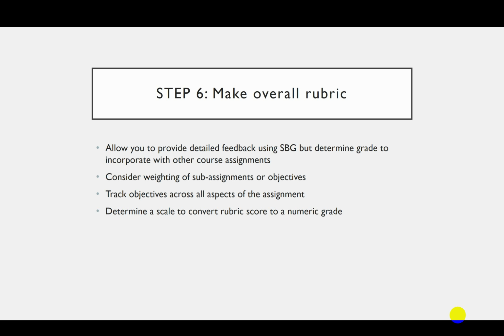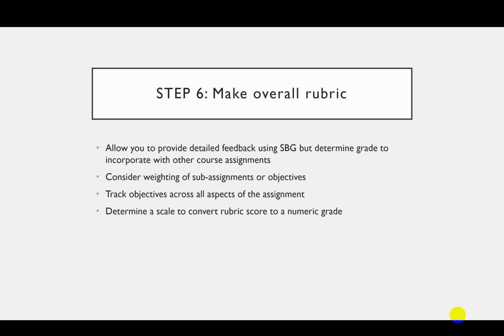So as you're thinking about making your overall rubric, think about how sub-assignments might be weighted or objectives might be weighted. So maybe think about if there's one that has higher priority than others. You would also want to think about tracking the objectives across all aspects of the assignment. And then determine a scale that can be used to convert the rubric score to a numeric score that can go along with the other traditional grades from the course.